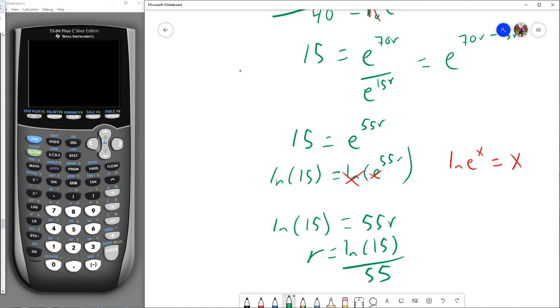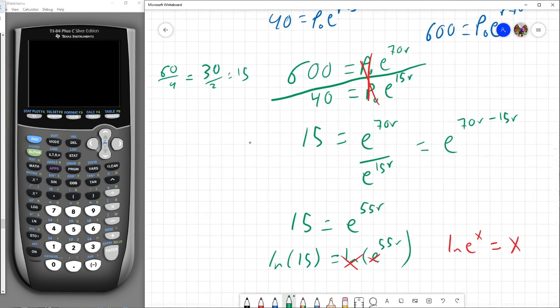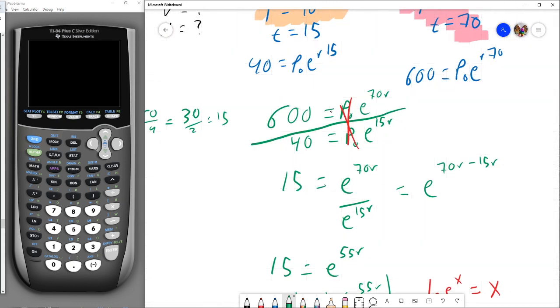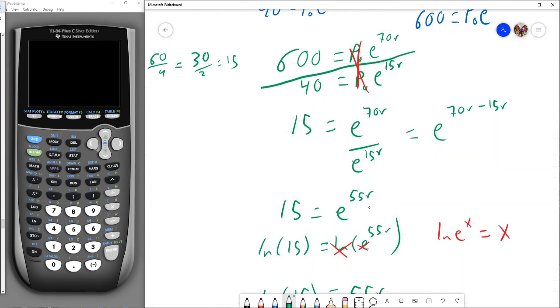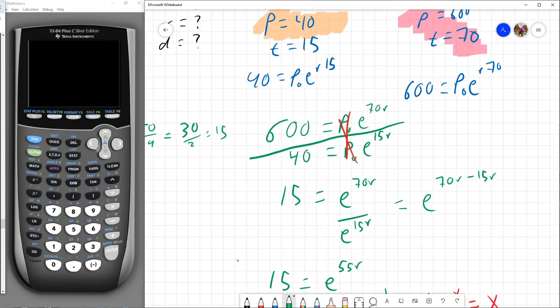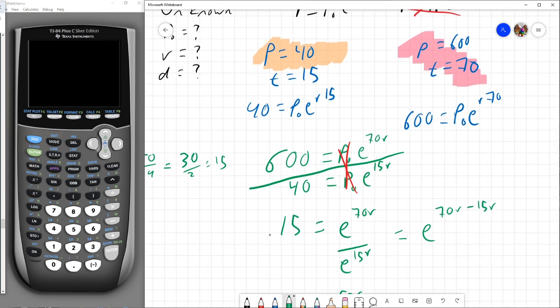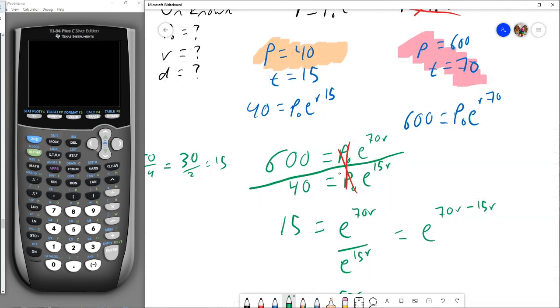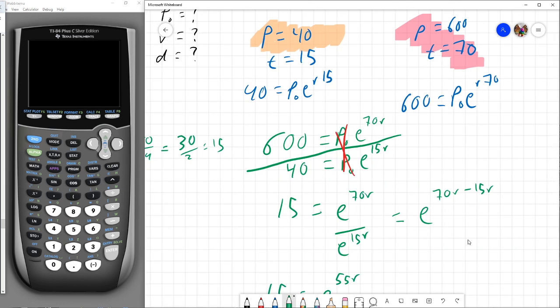Looking at this, the key technique here was recognizing we can take one equation and divide by the second equation, and doing so here actually simplified rather nicely. In the end, we just have this very basic exponential equation that we solve to get r. Without this technique, it would be a little bit more complicated, but you can work it out through substitution, taking one of these equations, solving for P naught, and then plugging what you have into the other. I think that would be a lot more work though.